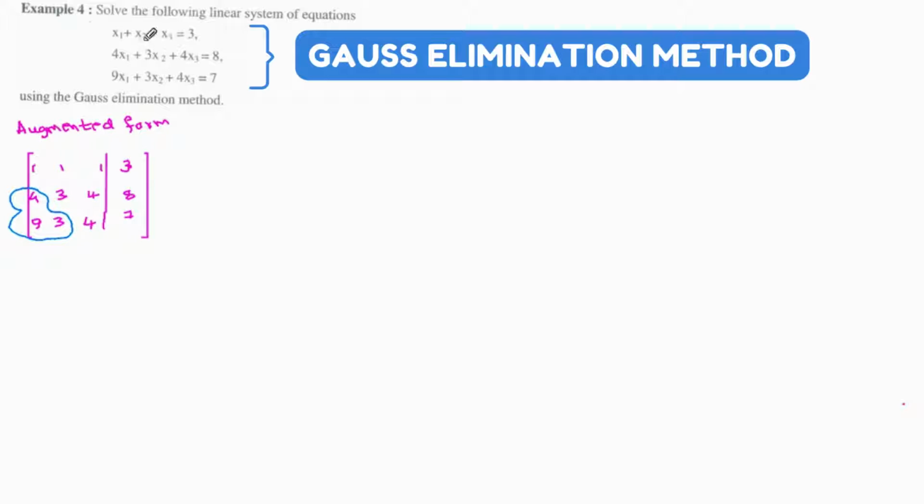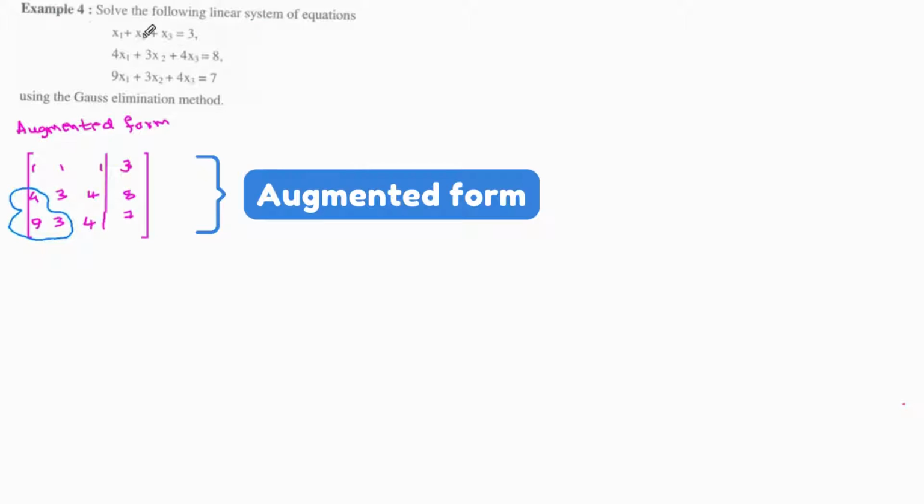In this video I am going to solve these equations using the Gauss Elimination Method. First of all, you need to write these three equations in the augmented form. Look at the coefficients x1, x2 and x3. The coefficients are 1, 1, 1, 3, and in the same way for the rest.